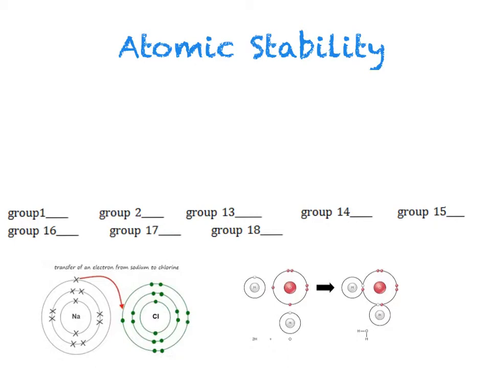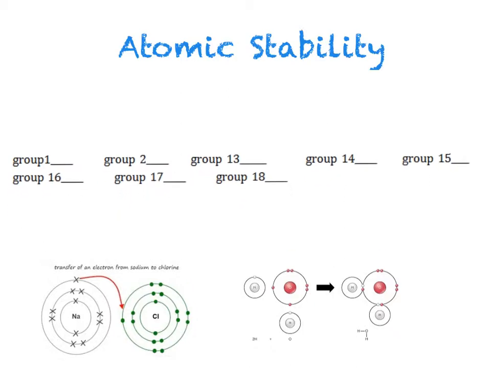Okay, so the groups of the periodic table tell us how many dots we need to make. So we need to write the electrons for each group listed here right now. Group 1 has 1 outer electron, group 2 has 2 outer electrons, group 13 has 3 outer electrons, group 14 has 4 outer electrons, group 15 has 5, group 16 has 6, group 17 has 7, and group 18 has 8.